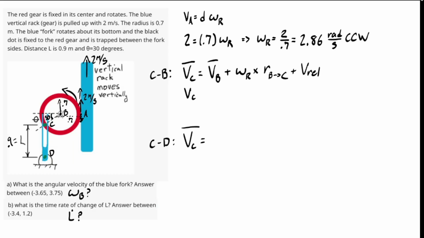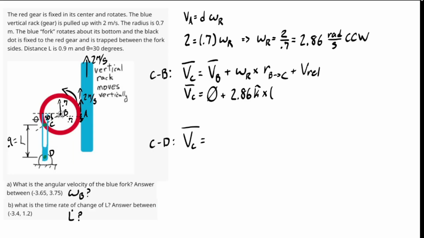So let's continue. So VC equals VB. VB is a fixed point. That's what we know about it. That's why we labeled it as special. So that's going to have a 0 velocity. And then plus the WR, and we said already that the WR is what we solved for. That was positive 2.86 in the positive k direction, with the cross product of the position vector from B to C.